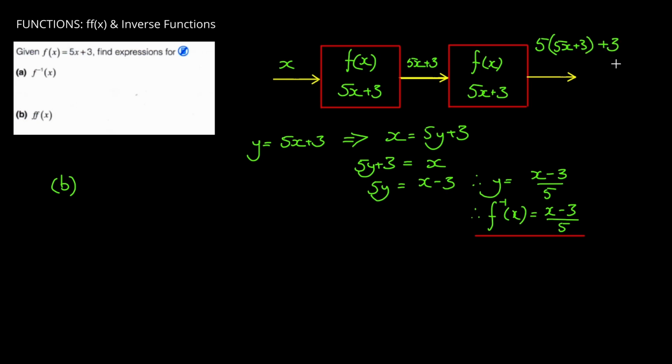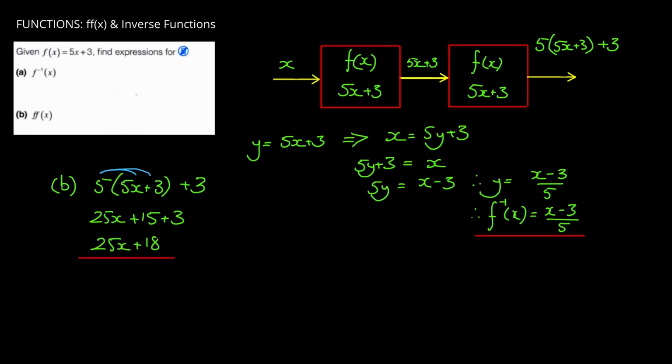So all we've got to do now is simplify this. So let's rewrite it down here. Multiplying the bracket out, we get 25x, 5 times 3 is 15, plus 3. And that will simplify down to 25x + 18. And that is your answer.